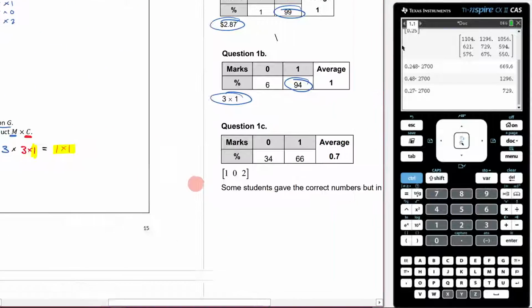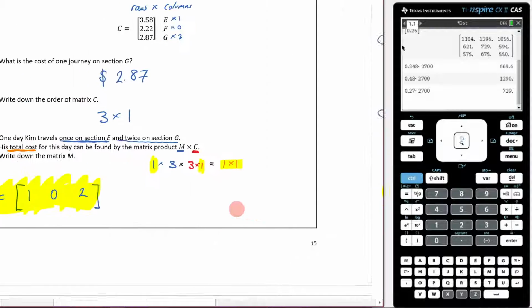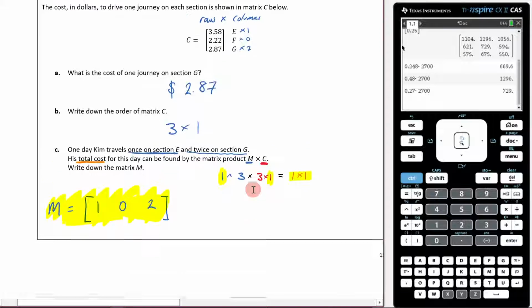If we come over and see how many people got this right, there is our answer, 1 0 2. 66% of people got this right. Some students gave the correct numbers, but in a column matrix. So why did they do that? Because they did not consider this very important first step and say, well, what is the order of our answer going to be? Hopefully you found this helpful.